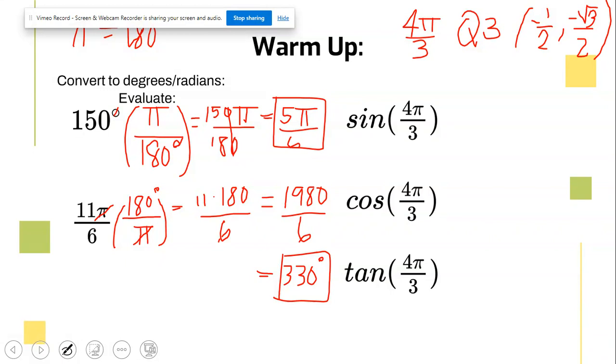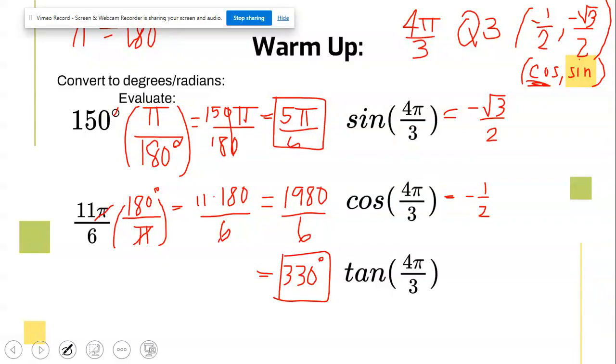And we know that, of course, these xy coordinates go cosine, comma, sine. So if I want to take sine of 4 pi over 3, that means we're going to look at the y coordinate. So this is negative root 3 over 2. And similarly, cosine is the x coordinate. So this is negative 1/2.